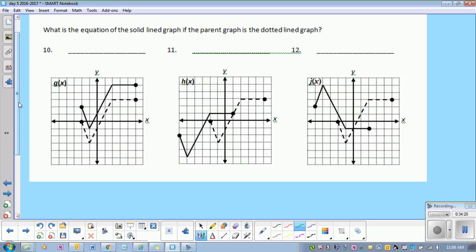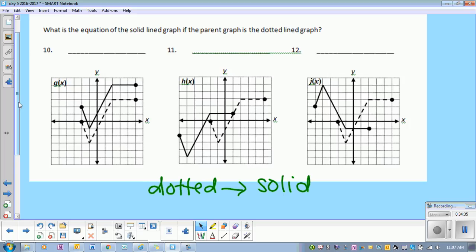It says, what is the equation of the solid graph if you start, right? If it's a parent graph where you start, is the dotted one. So you're going from dotted to solid, okay? Keep that in mind. So my dotted, you got to find the matching point on the solid, and you got to see how it moves, okay? First off, I want you guys to look at the overall shape, and I want you to make sure that the shape is the same. And don't write this, I want you to just see what I'm doing.